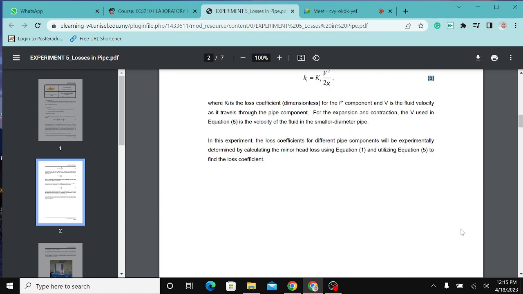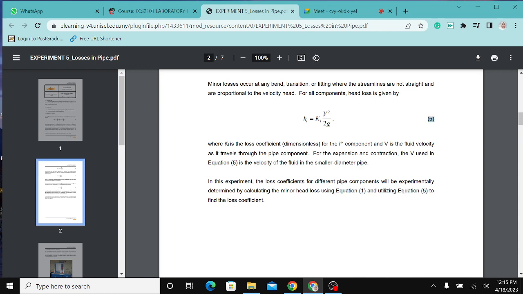So in this experiment number 5, the loss coefficient for different pipe components will be determined by computing the minor head loss, equation 1 dan equation 4. Okay, so dalam you punya lab report, you have to show lah how do you get the value using these two equations lah, equation 1 and equation 4. Sini equation 4 bukan equation 5.